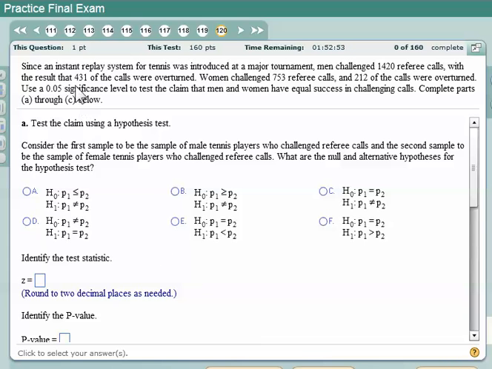I'll read it. Since an instant replay system for tennis was introduced at a major tournament, men challenged 1,420 referee calls, with the result that 431 of the calls were overturned.